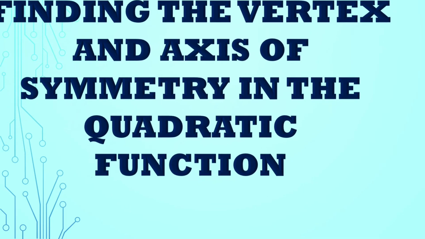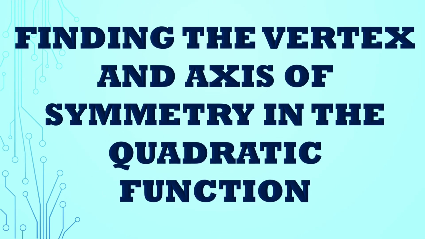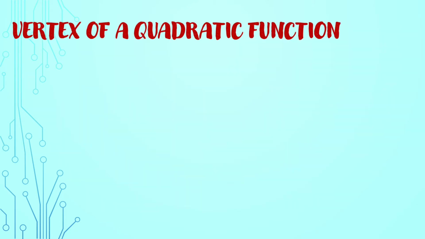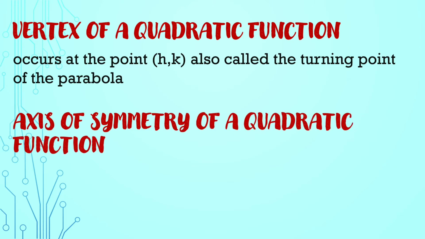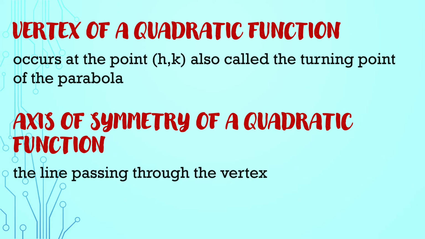Ang lesson natin sa araw na ito ay finding the vertex and axis of symmetry in the quadratic function. So, the vertex of a quadratic function occurs at the point (h, k), also called the turning point of the parabola. The axis of symmetry of a quadratic function, the line passing through the vertex, can be determined by x equals h.